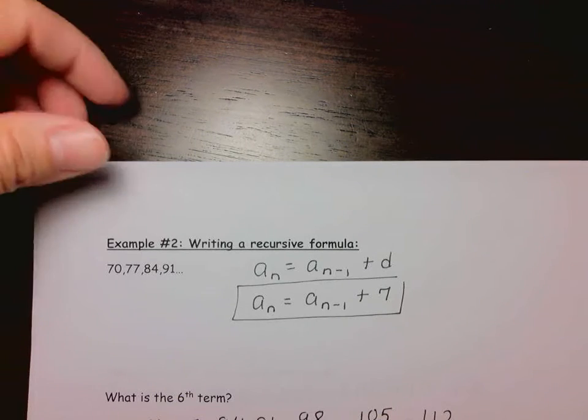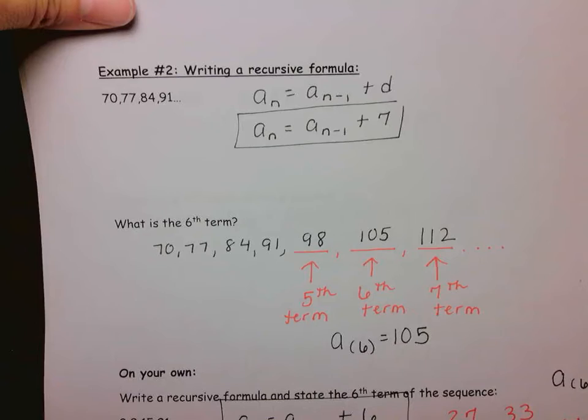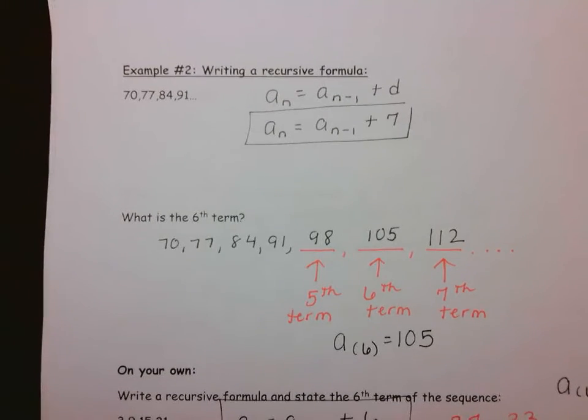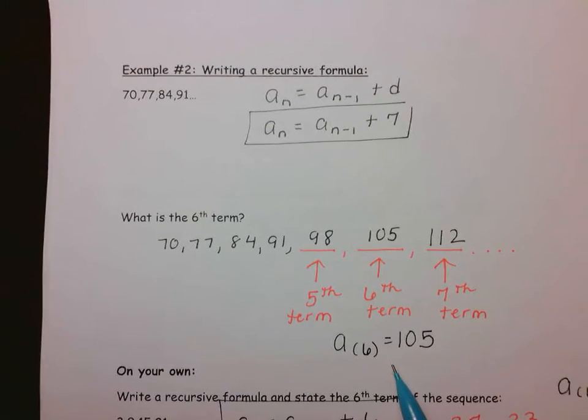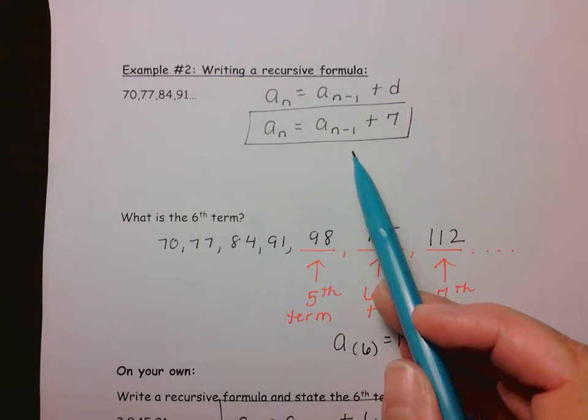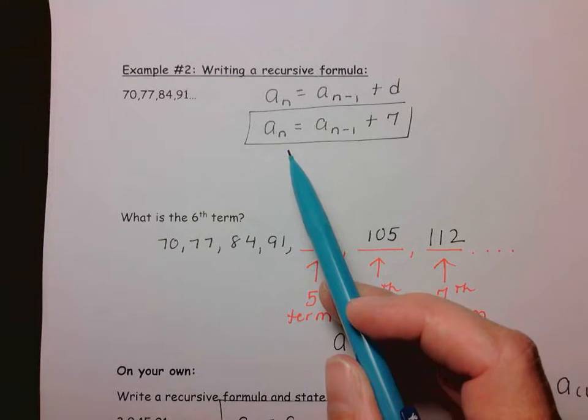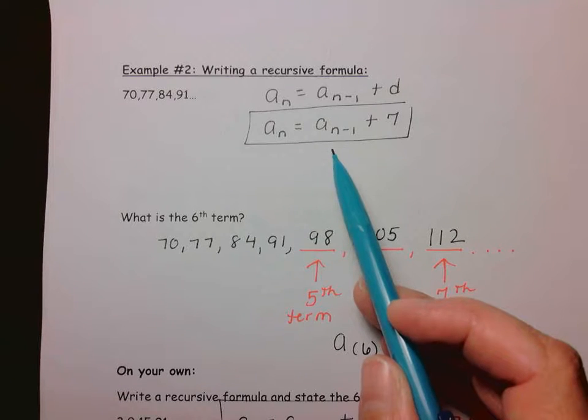And so what is the sixth term? A of 6 equals 105, or in other words, the value of the sixth term equals 105. Well, how did I get that? The value of my sixth term equals the value of my fifth term plus 7. And that's what this is saying. The value of my sixth term equals the value of my fifth term plus 7.